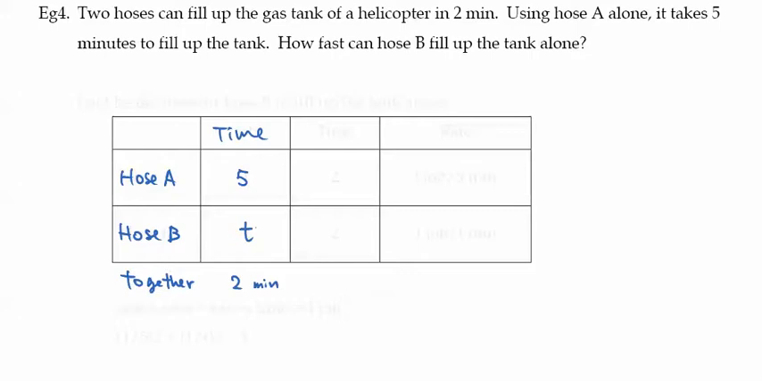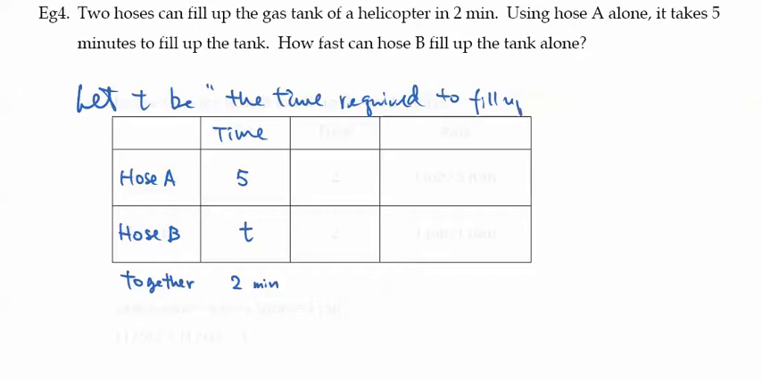So, by just looking at the question, I probably will let T be the time required to fill up the tank by B only. This is what I would use for T.